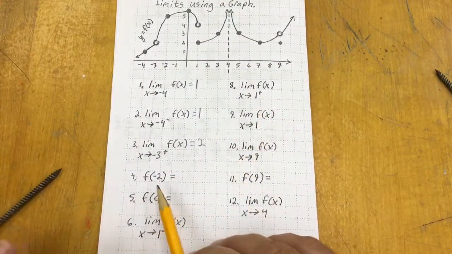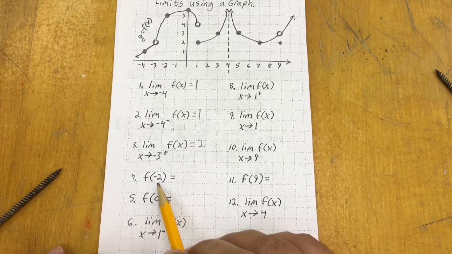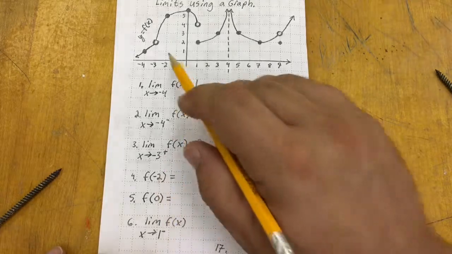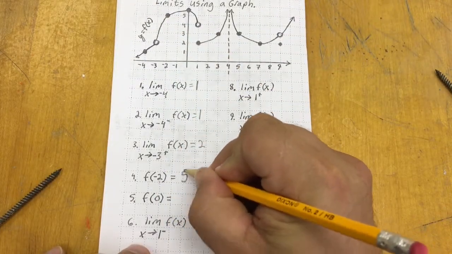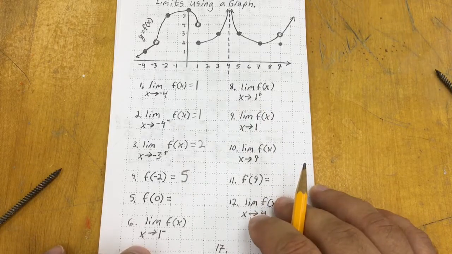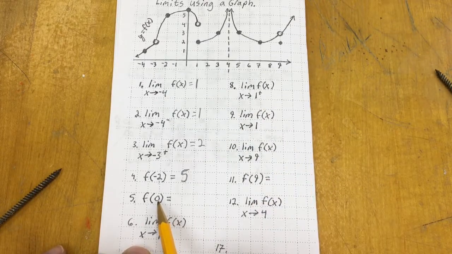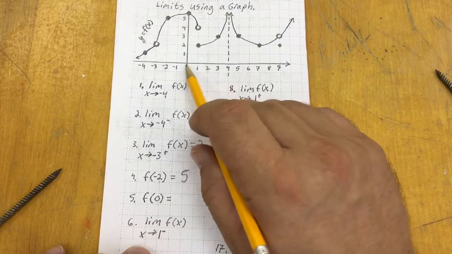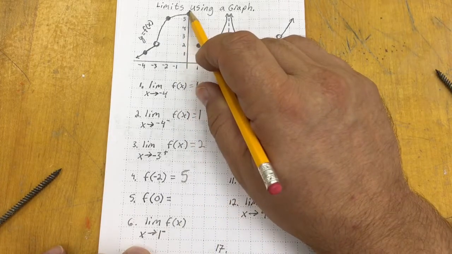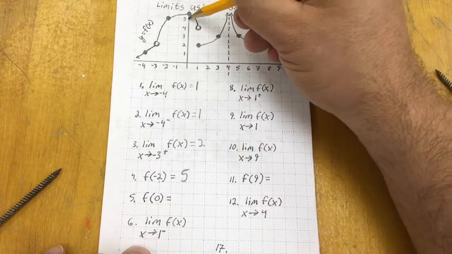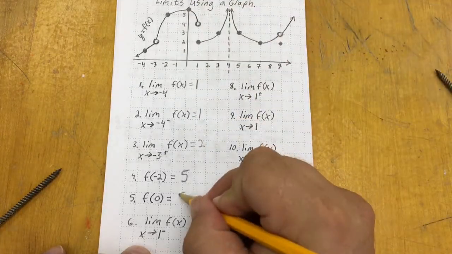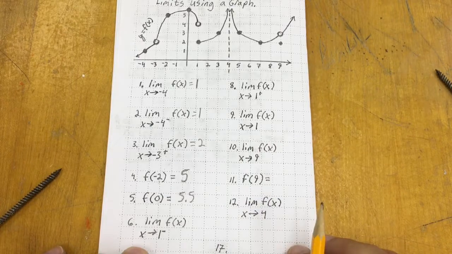Now, this is asking me, what is the y value when x equals -2? They want a coordinate, and the coordinate is -2, 5. So that's going to give me a 5 there. Now, they want to know what the y coordinate is when x equals 0. When x equals 0, the coordinate is 0, 5. Whoa, 0, 5.5. Notice it's a little bit between. So that's going to give me 5.5.